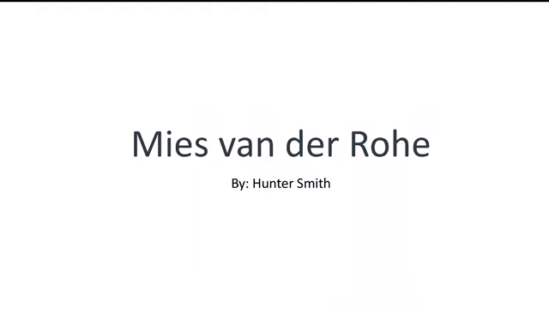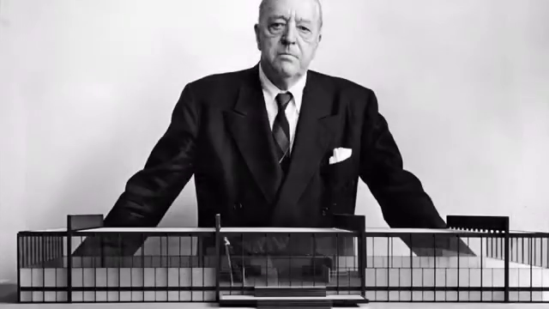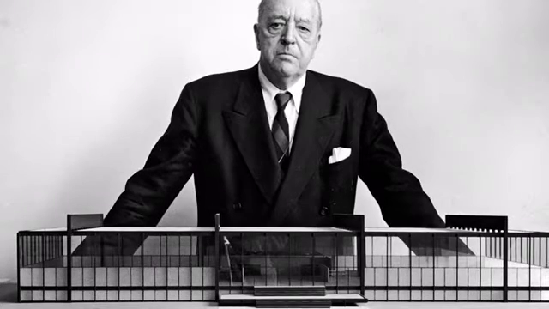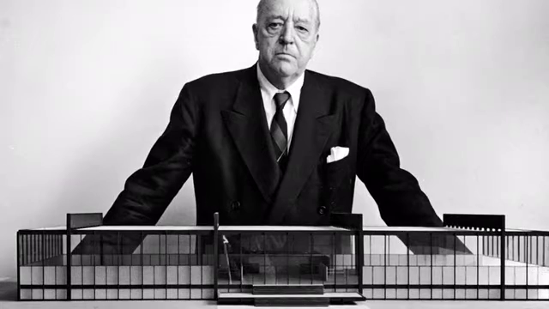Hello. With our next chapter, The Emergence of Modernism, I have been assigned to study Mies Van Der Rohe and his architecture and design. So, Ludwig Mies Van Der Rohe, commonly referred to as Mies, was born in 1886 and later died in 1969. He was a German-American architect, but was best regarded for his modernist architecture.